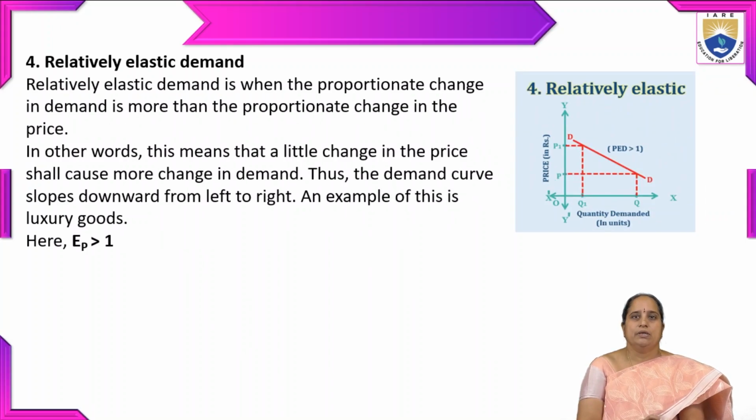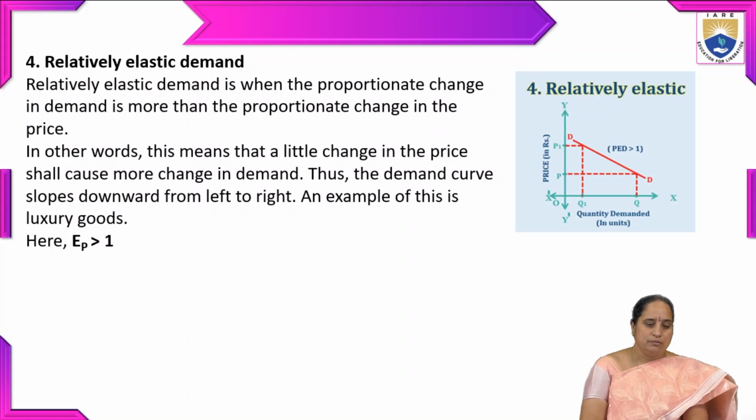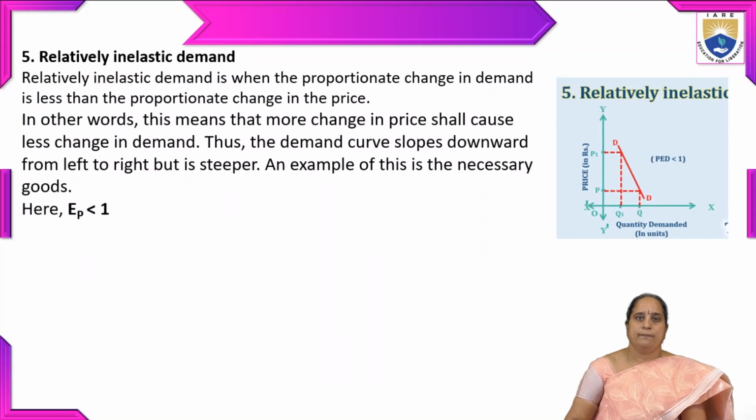Then comes relatively elastic demand. When the proportionate change in demand is more than the proportionate change in price, a little change in the price causes more change in demand. The demand curve again slopes downward from left to right. An example is luxury goods. Whatever the price, because of status, people may acquire those luxury goods. In that case, its coefficient is always greater than 1.